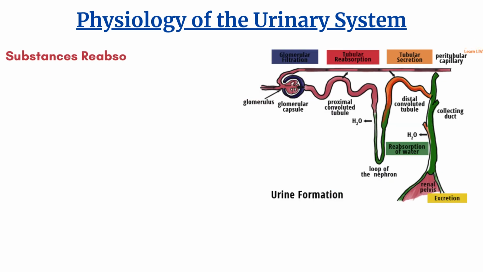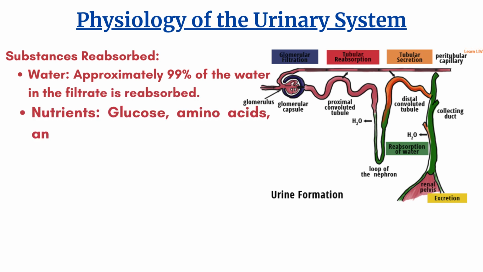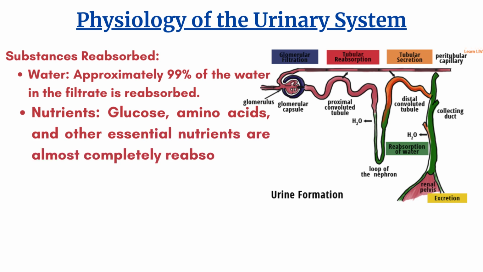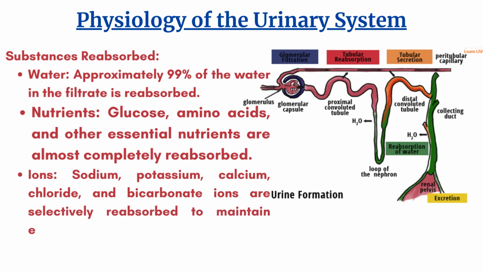Substances reabsorbed. Water. Approximately 99% of the water in the filtrate is reabsorbed. Nutrients. Glucose, amino acids, and other essential nutrients are almost completely reabsorbed. Ions. Sodium, potassium, calcium, chloride, and bicarbonate ions are selectively reabsorbed to maintain electrolyte balance.